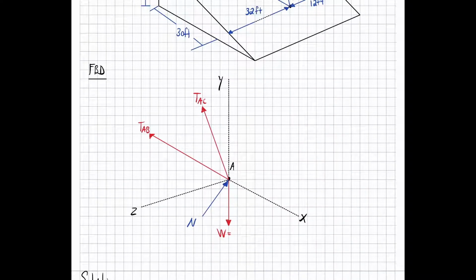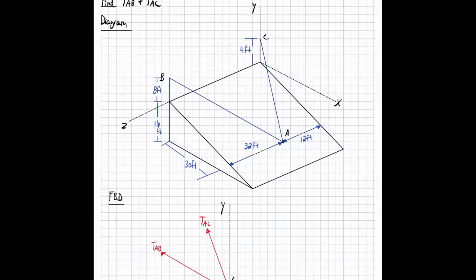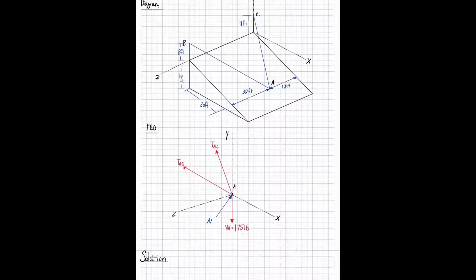So this is what our free body diagram is going to look like. We have our two tensions, tension AB, tension AC. We have the weight of the man, which is going to be 175 pounds, and the normal force of the ice acting on the man. 175 pounds is a weight, because we're in the U.S. English system. That is the weight. You don't have to multiply it times gravity. So now, knowing our dimensions from up here in the diagram that they give us, we can start our solution.